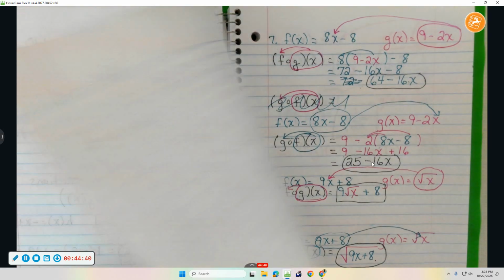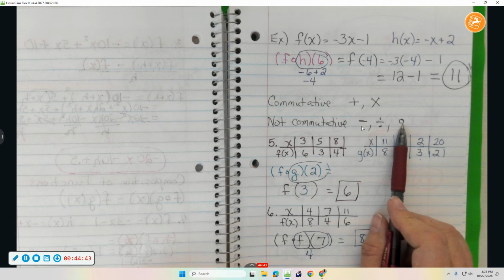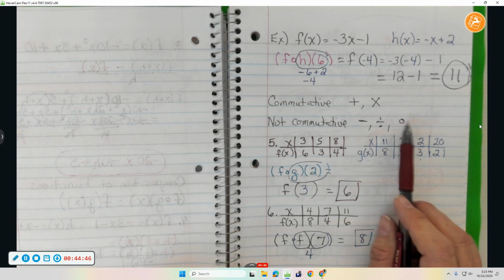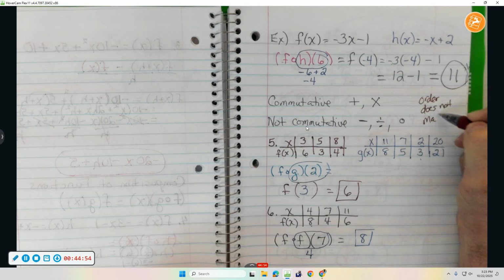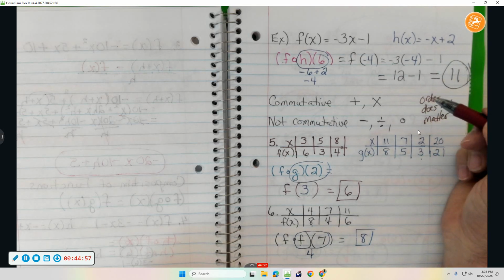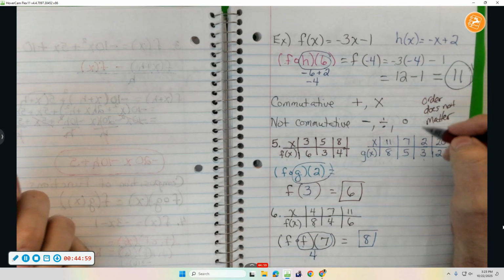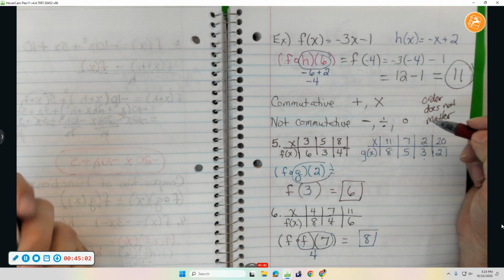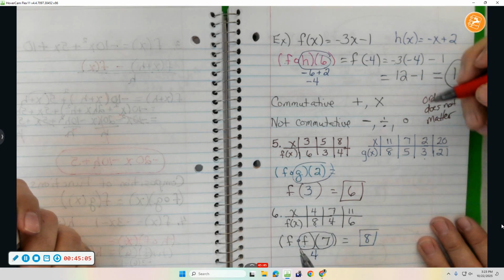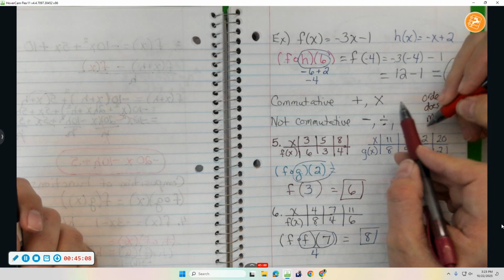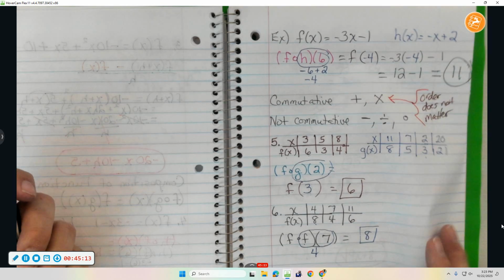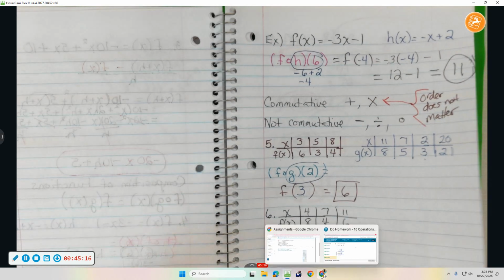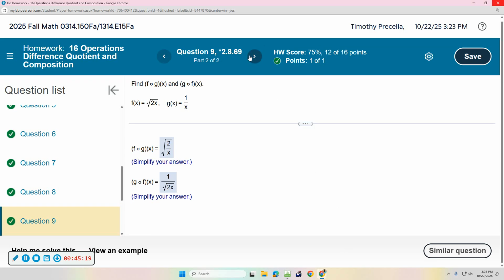They're not equal, because we said it's not commutative. The order does matter. Commutative means order does not matter. Not commutative means it does matter. A plus B is the same thing as B plus A. A times B is the same thing as B times A.